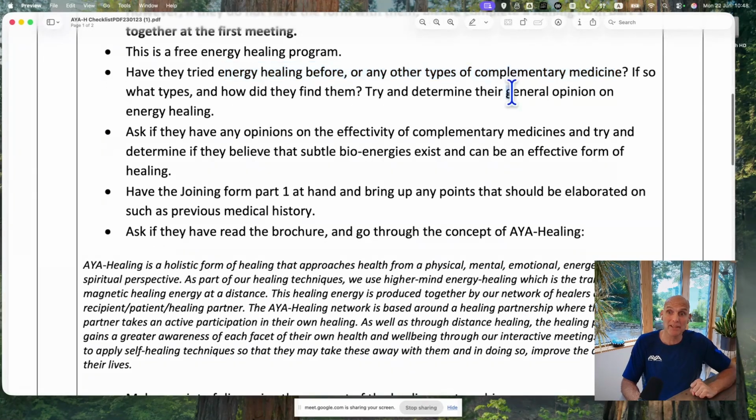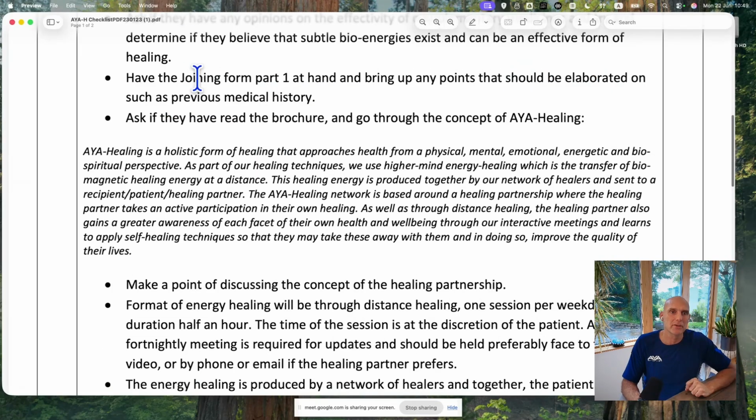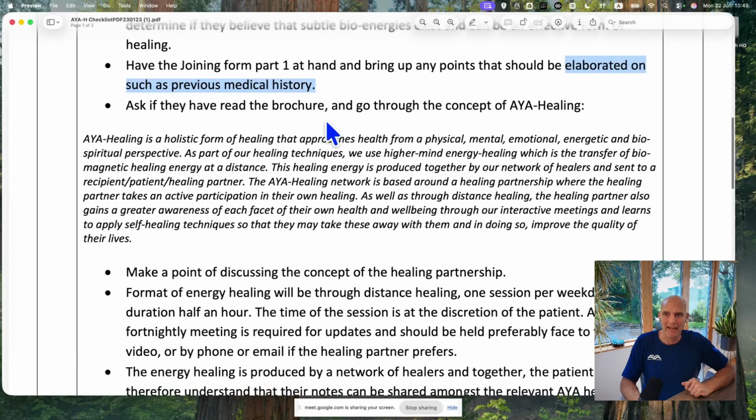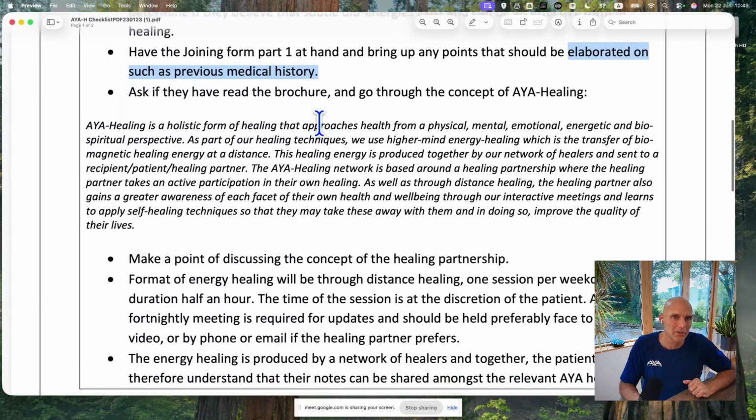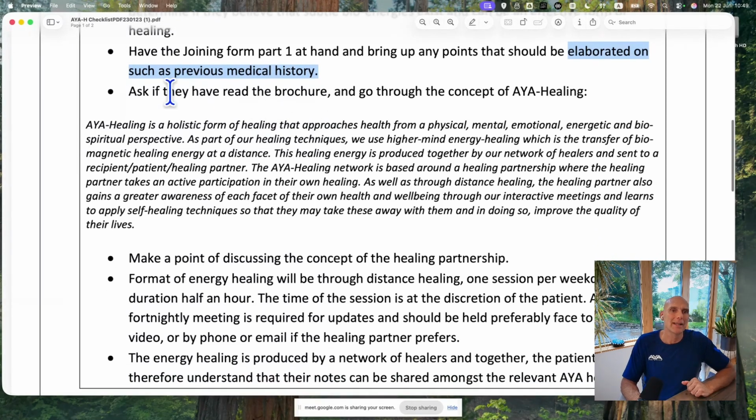And also see what their general opinion is on energy healing, to be honest. It would be good to know that. So you'd have the joining form part 1 at hand, and you can elaborate on any previous medical history. If they've got anything there, you might want to elaborate on it, ask a few questions, anything that you can, really, information that you can. And ask if they've read the welcome pack.